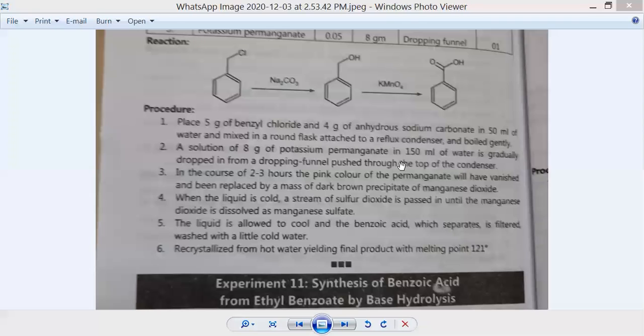Now during this reaction mixture, a precipitate is formed, which is brown in color. It is a precipitate of manganese dioxide, which is a byproduct of this particular reaction. Now this manganese dioxide, if we cool this liquid, this manganese dioxide byproduct we have to remove.